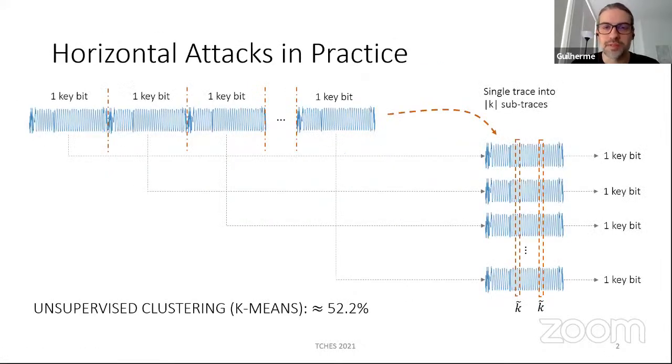So, horizontal attacks in practice, just very briefly to introduce the context: it's a very limited attack in some cases because it can show very low accuracy. In our case, we use unsupervised clustering attacks using the k-means technique to retrieve the key. We did a very simple initial attack where we recovered 52.2% of the key. Our target device, as I will show later, is a software ECC implementation.